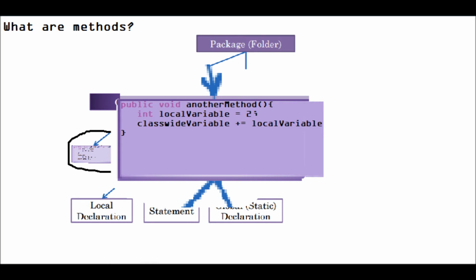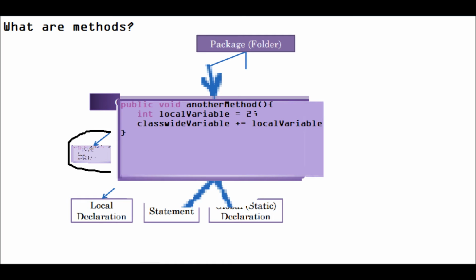Alright, so here we have a little bit of a different example. We have public void another method. And as you can see, it takes no arguments. The parentheses at the end are empty. And then before the another method, we have the word void. What that word void means is that this method does not return any values. It doesn't spit anything back at you when you call the method. It just does something, and then it just finishes.